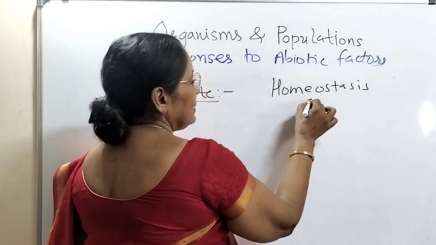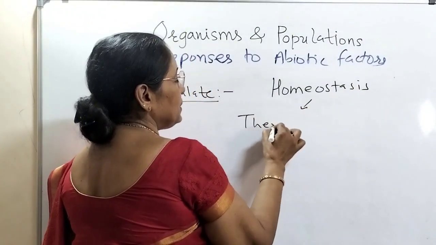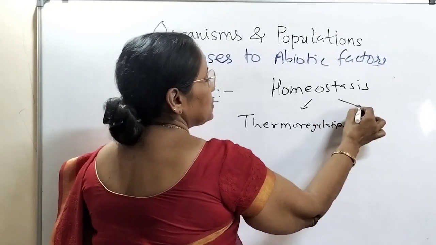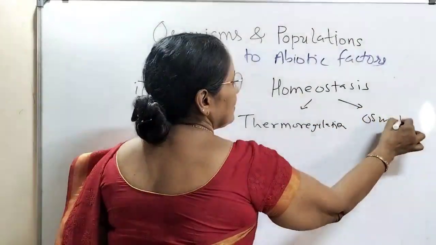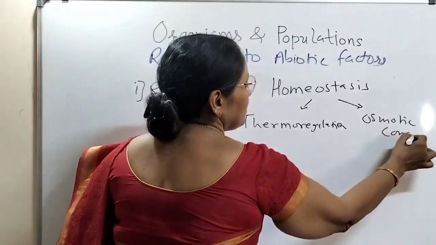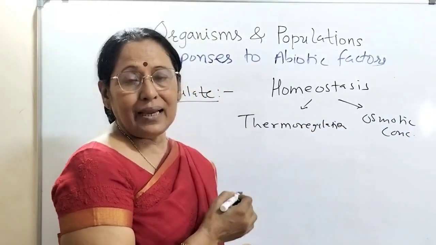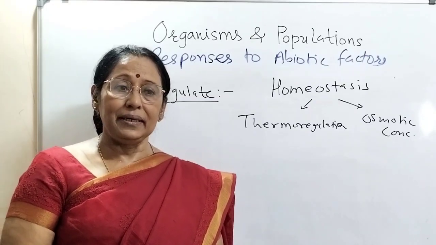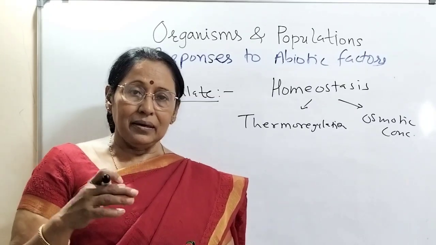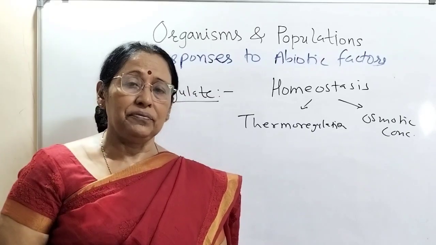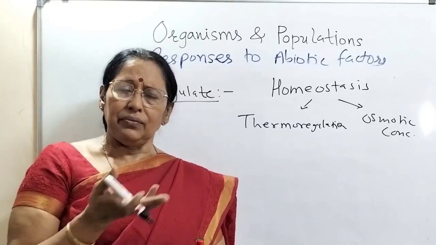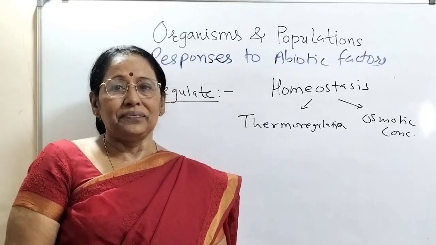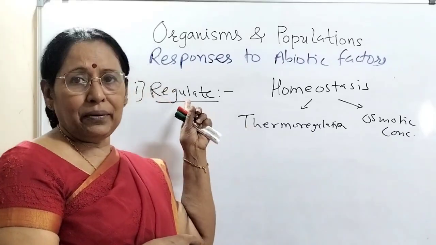That is the thermoregulation, the temperature of the body, and the osmotic concentration. For example, birds and mammals. The evolutionary biologists, they believe that the mammals are found everywhere. Na? In Antarctica, very cold also you will find them. In Sahara deserts, in equator, wherever you will find the mammals. It is because of this power to regulate.